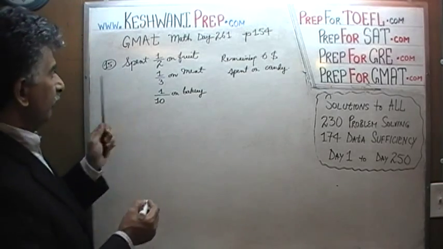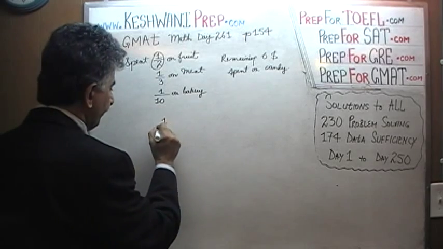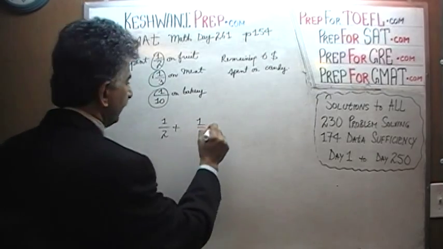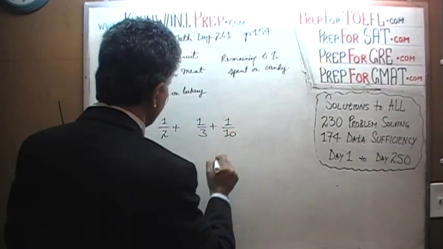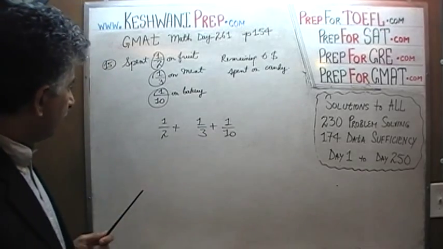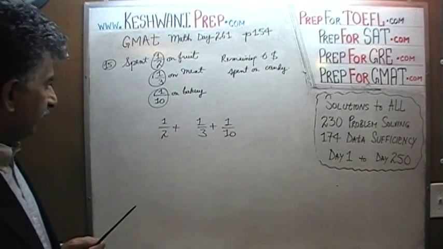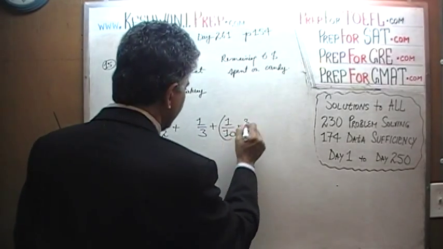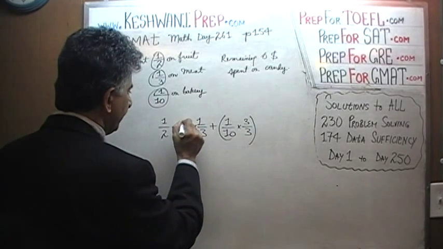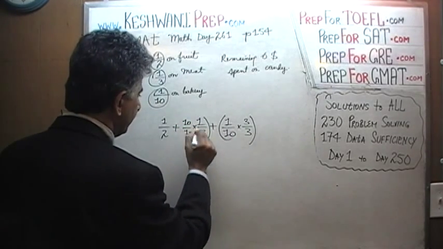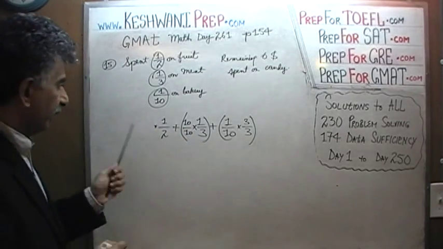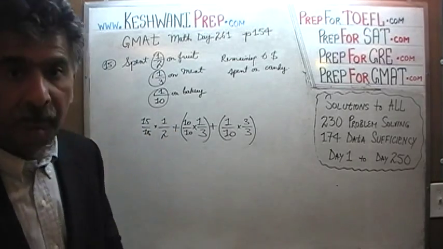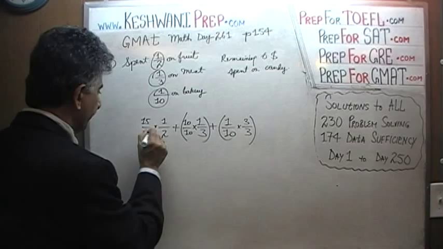Very first thing we have to do is to add up all these figures here. We have 1/2 plus 1/3 plus 1/10. We need a common denominator here. Let's have a common denominator of 30. If we multiply top and bottom by 3 here, we will have a 30 here. Let's multiply top and bottom by 10 here, and we will have a 30 here. And let's multiply this guy, top and bottom, by 15. And now we have a common denominator of 30, and we can simply add them up.